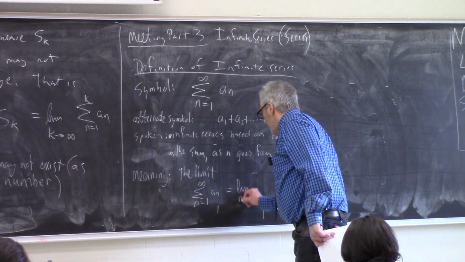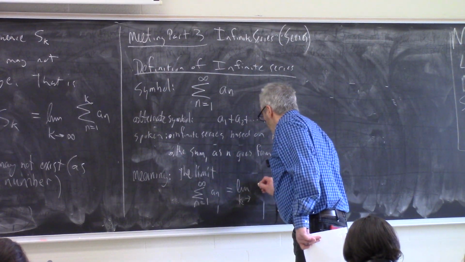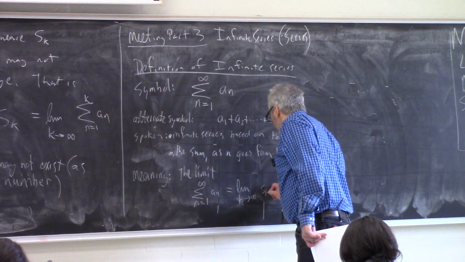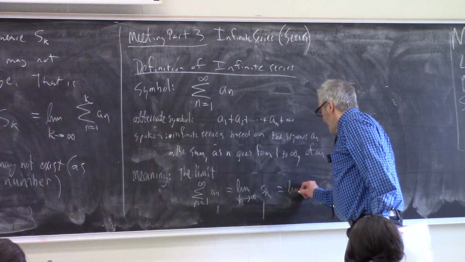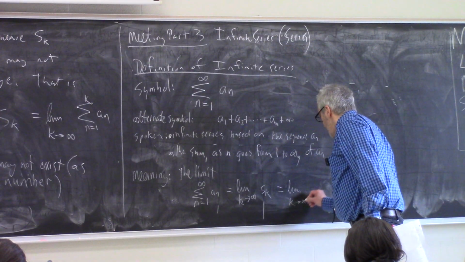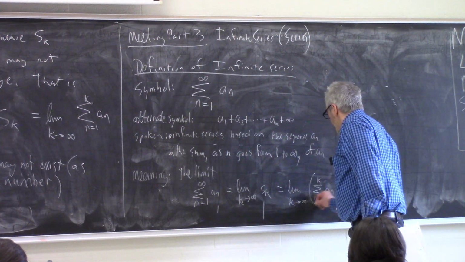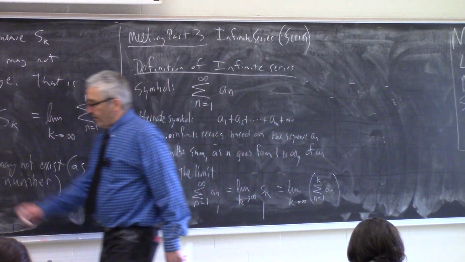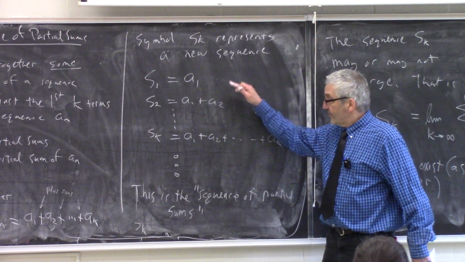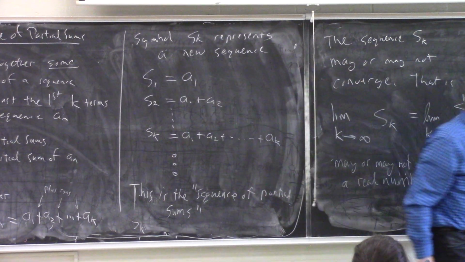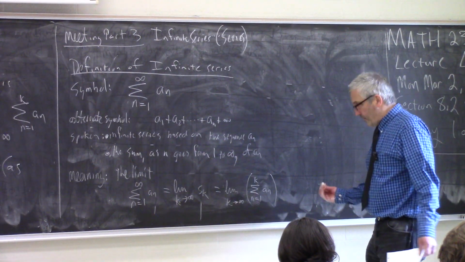The limit as k goes to infinity of the kth partial sum. In other words, it's the limit as k goes to infinity of the sum as n goes from 1 to k of AN. So here's a sequence of partial sums. This is the list S subscript K. If this list has a limit, then that limit is what's called the series, or the sum. I shouldn't say infinite sum.